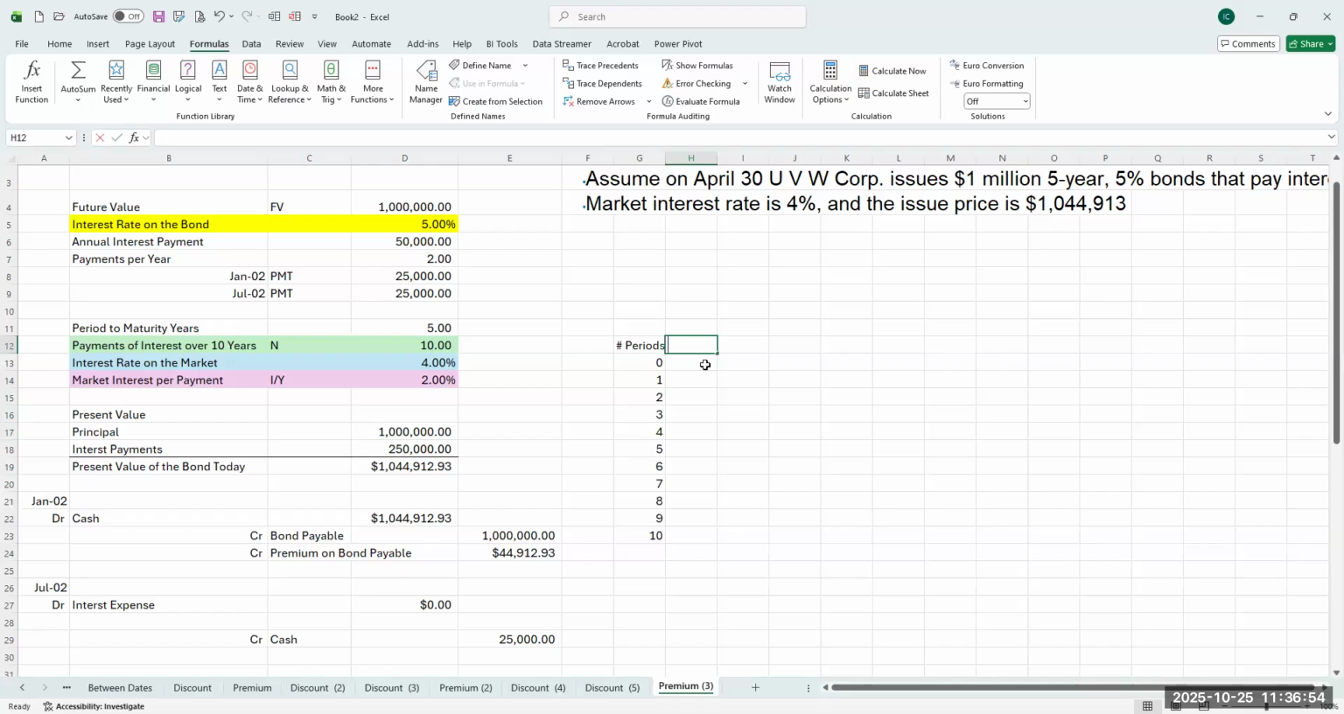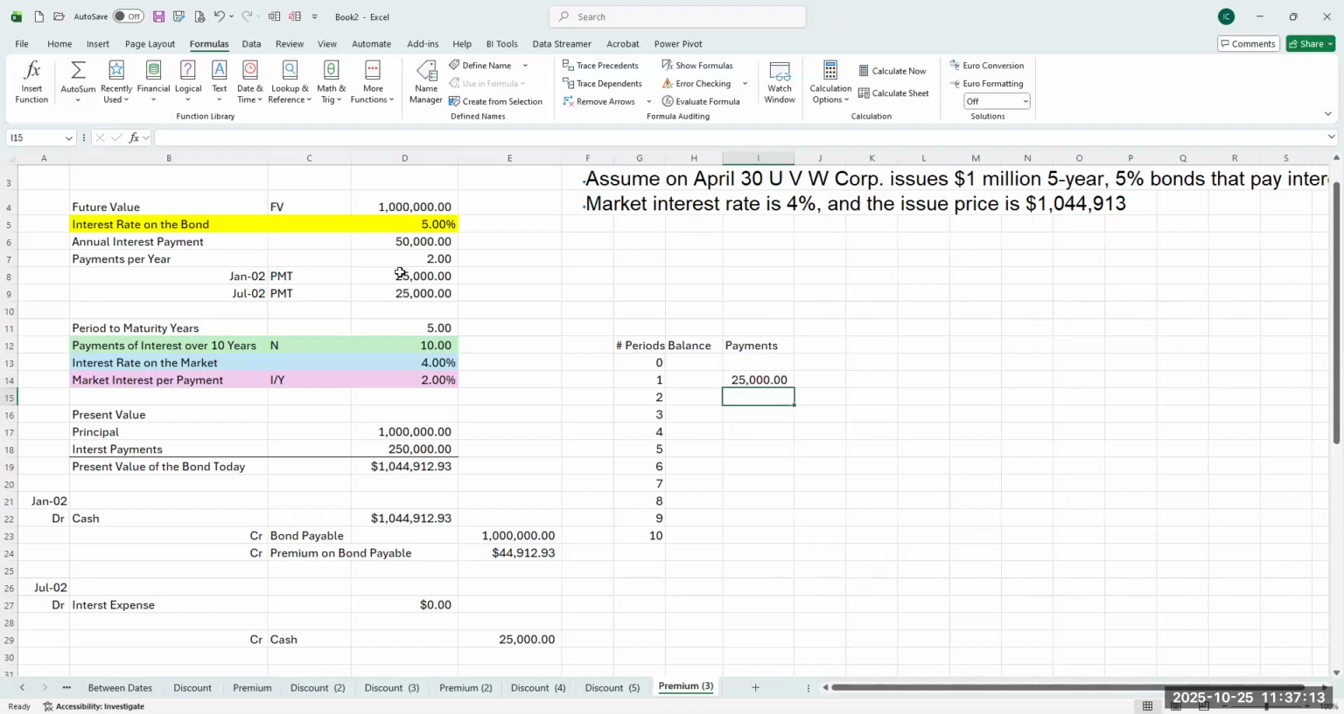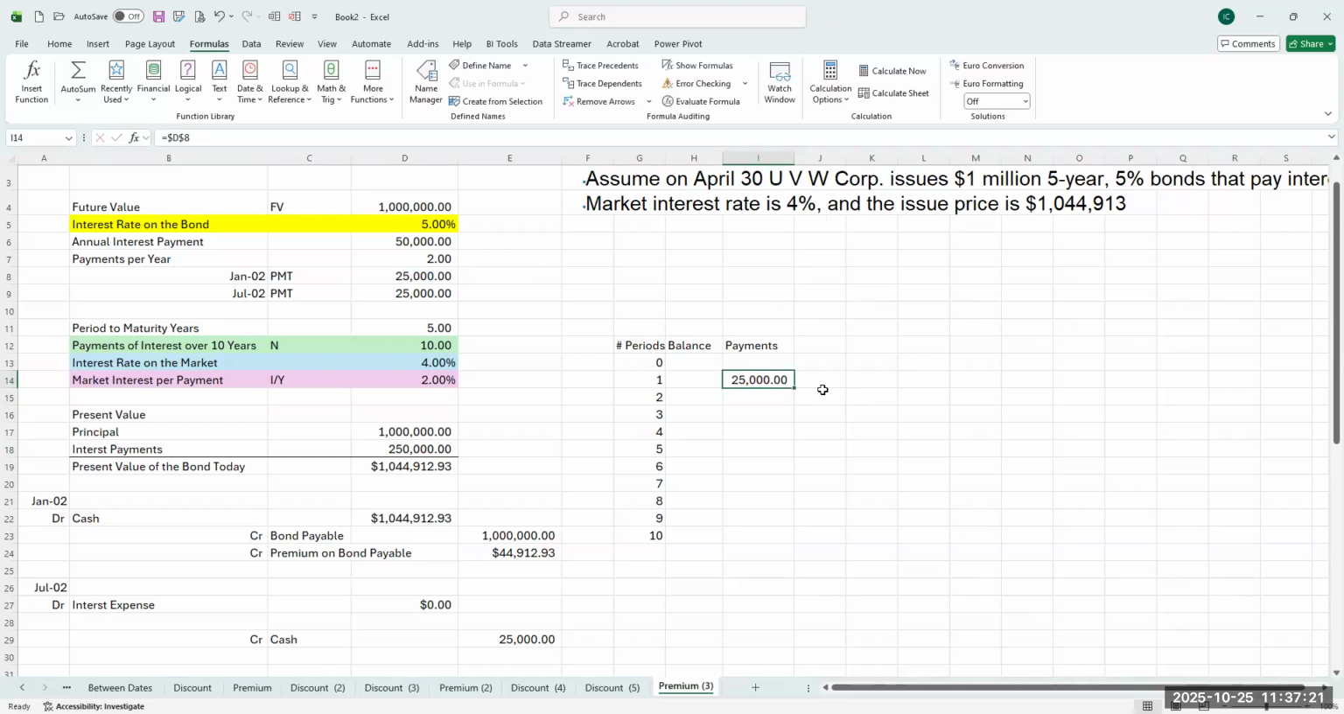Then we're going to have a balance, which we're going to see later how much exactly it is. Then we're going to have the interest payment, which is always going to be the same. Starting from the first period it will be 25,000, and that's not going to change until the last payment that we have to make. It's going to go all the way 25, 25, 25.